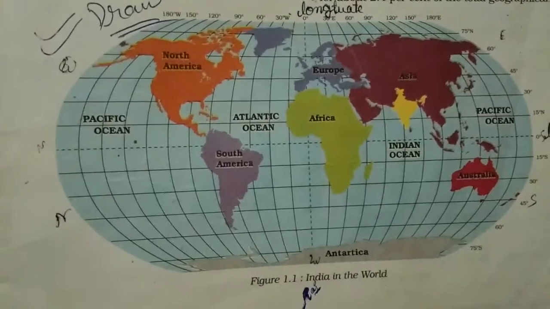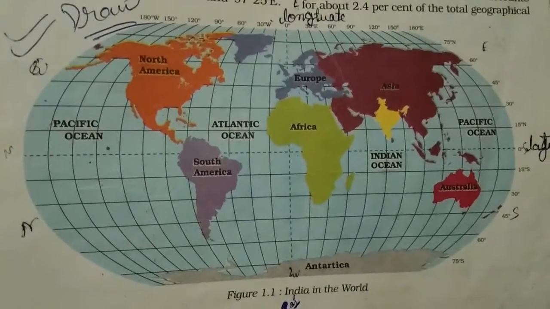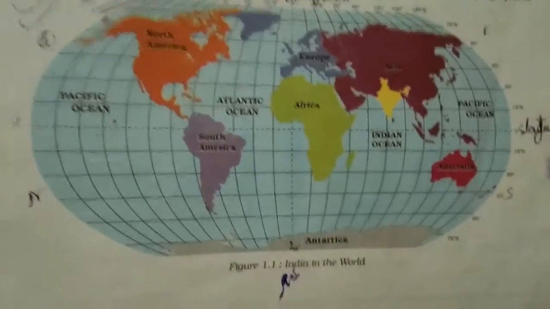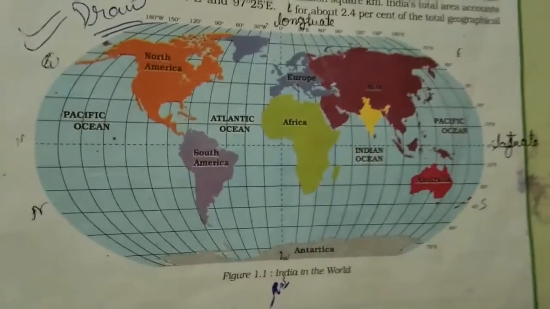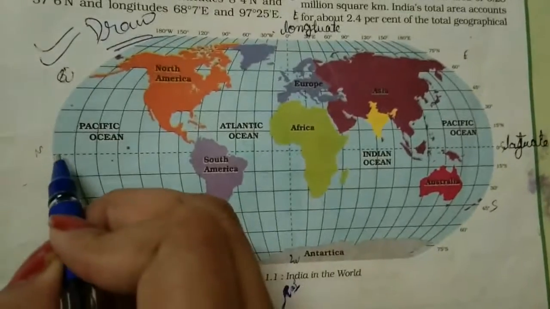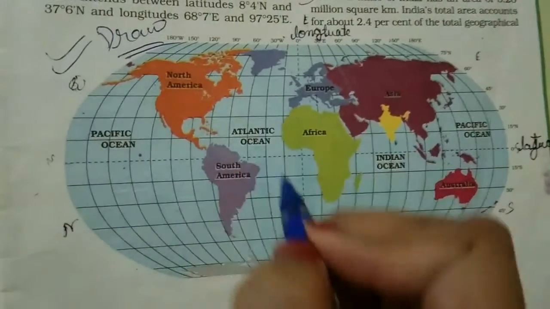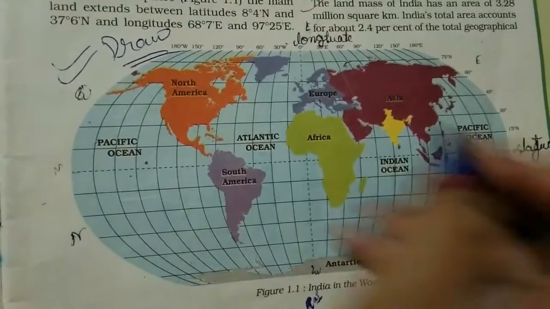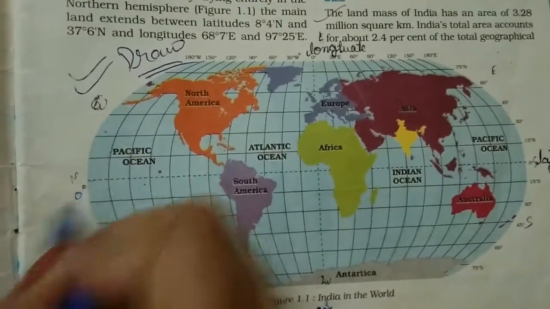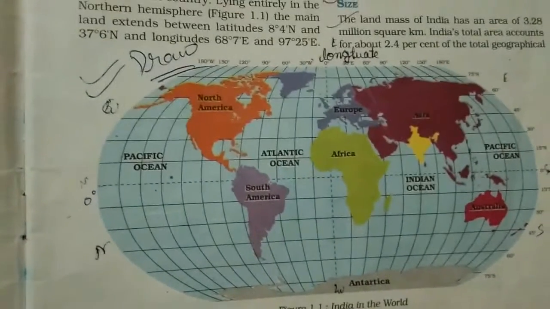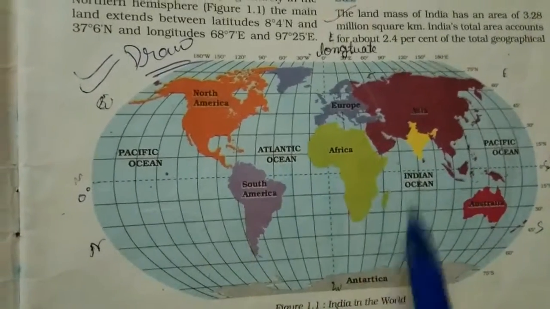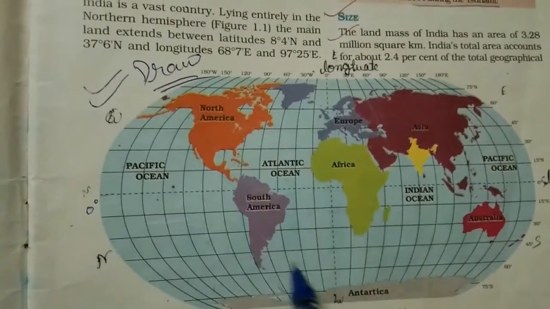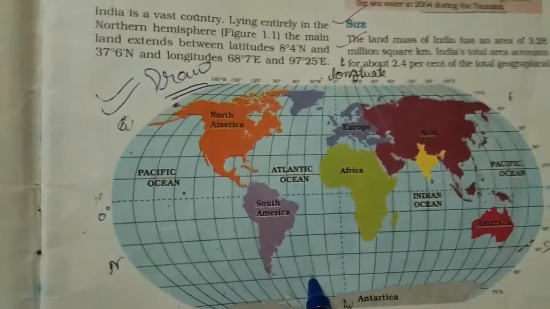As you can see, a globe representation of the world is here, and there is a line which bifurcates it into two equal halves. This is the longest latitude, which is 0 degree, called the equator. This equator divides the earth into two equal halves. This is called the northern hemisphere and this is called the southern hemisphere.